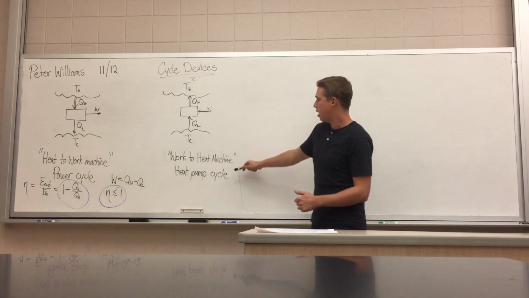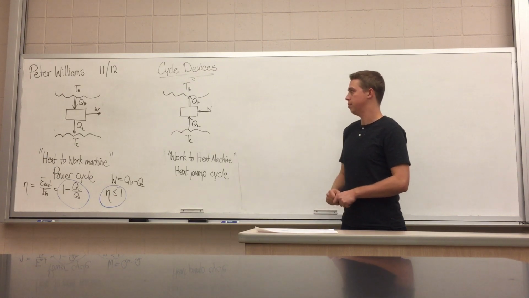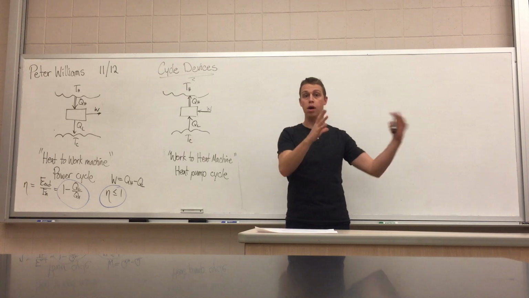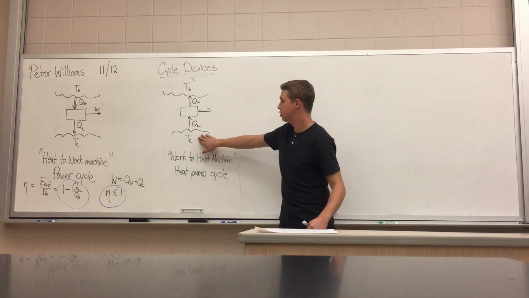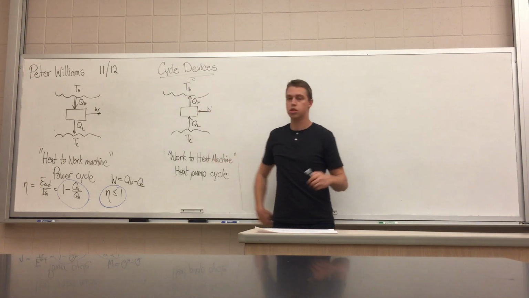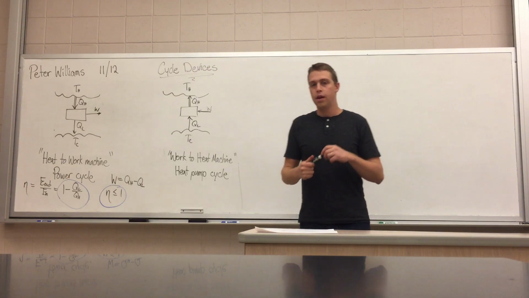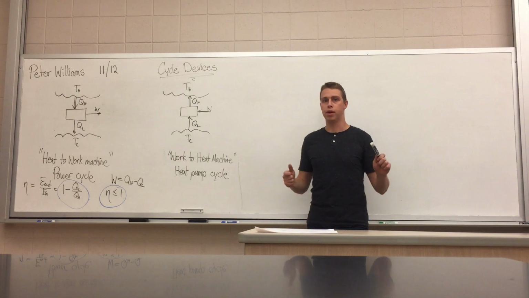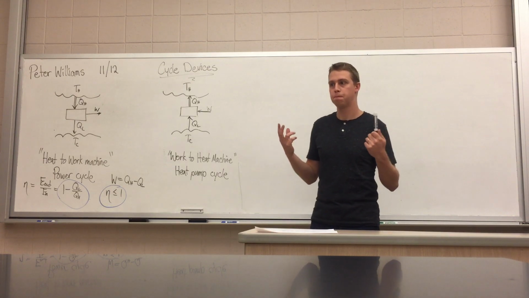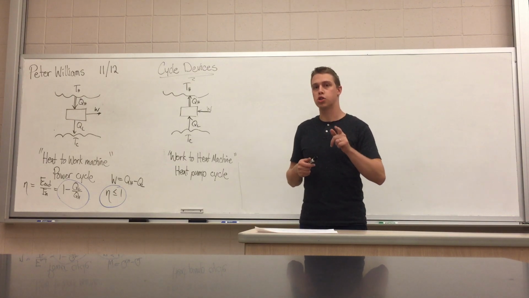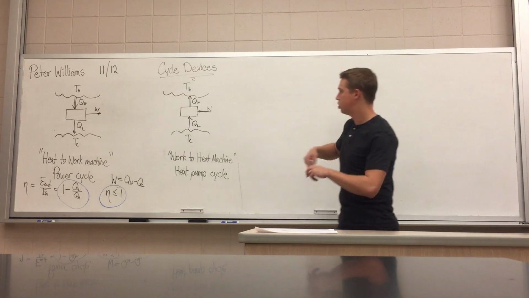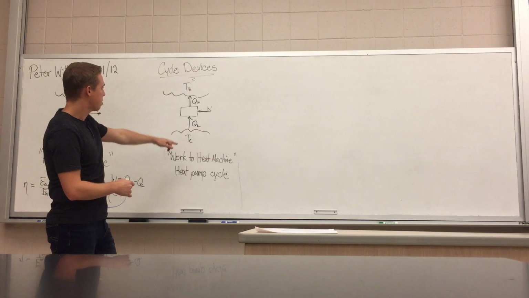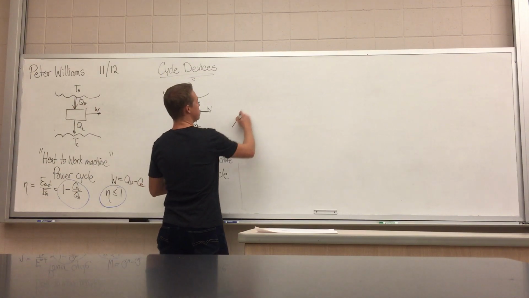So with a heat pump or a work to heat machine, we care about pulling heat from one space, which is the cold space, into another space, which is the hot space. That definition makes sense, but it leaves open a question. What are we actually trying to do? And that question will divide this picture into two.